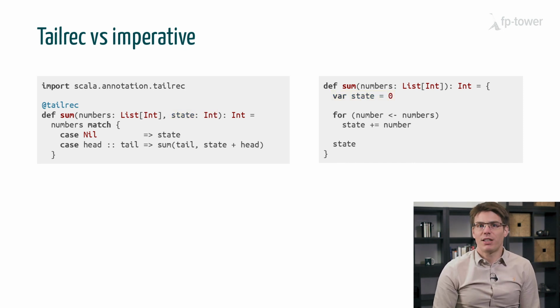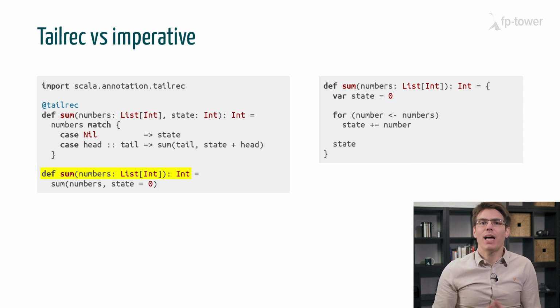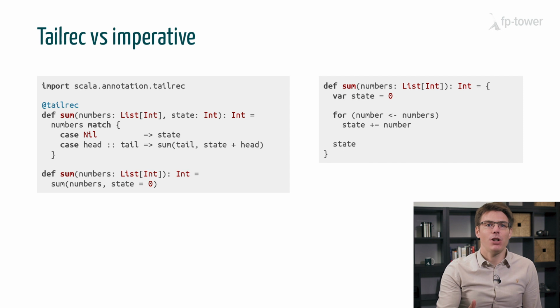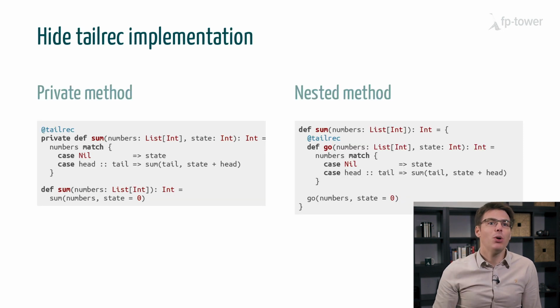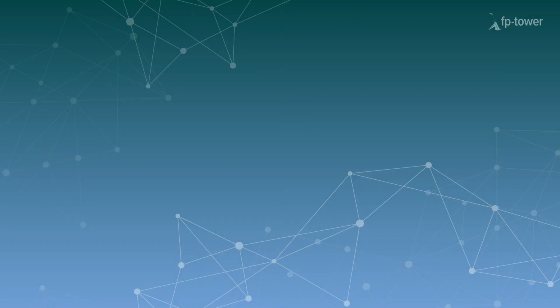Now, if you were paying close attention, you might have noticed that we changed the signature of sum when we added this extra input. So to fix that, we could add an overloaded version of sum with the expected signature, and we'll delegate the implementation to the tail recursive version with state hard-coded to 0. And if you want to hide the tail recursive version, you can either make it private or define it as a nested method, whichever you prefer.